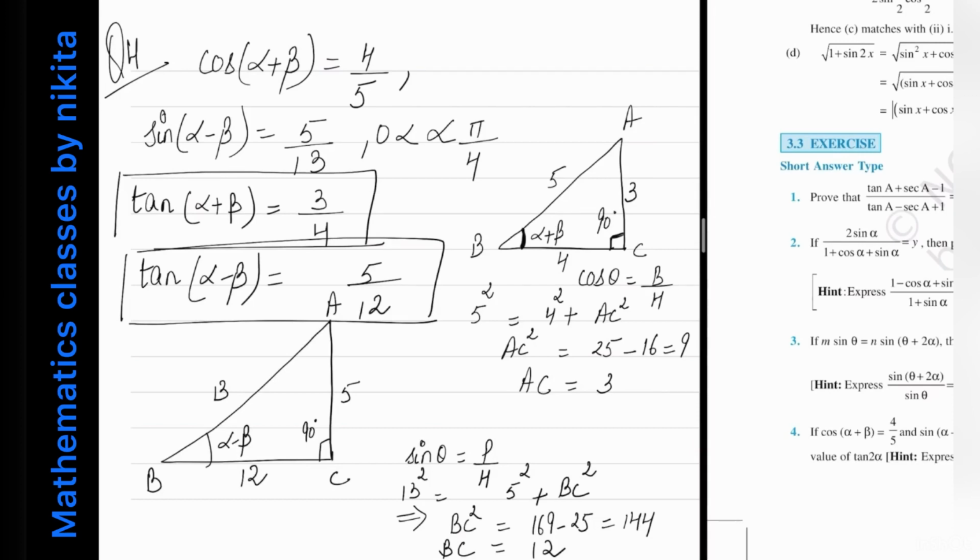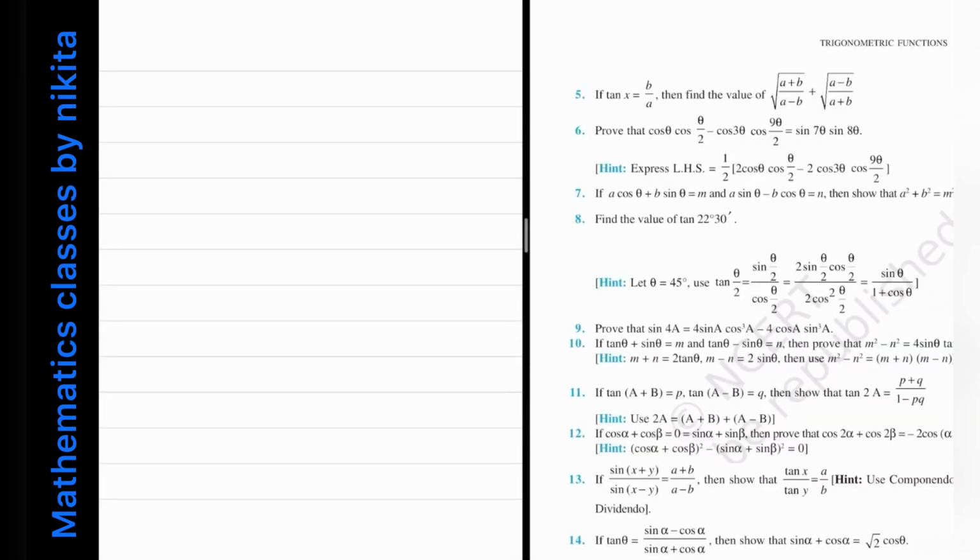Okay, and similarly here you have minus b. So therefore this was the given condition in the question. I hope you understood this question. We have question number 5. If tan x is equal to b by a, then find the value of under the root (a plus b) divided by (a minus b) plus under the root (a minus b) divided by (a plus b).